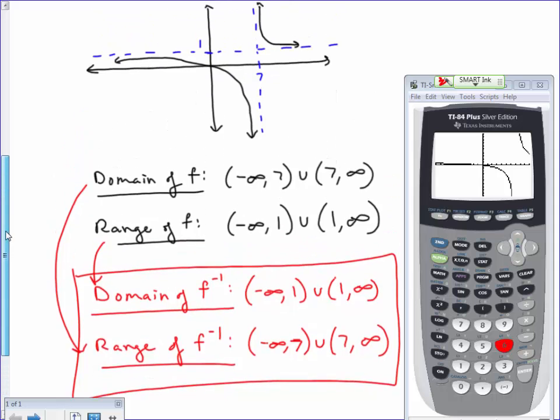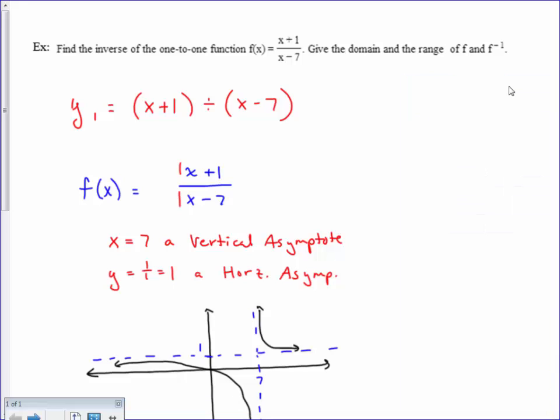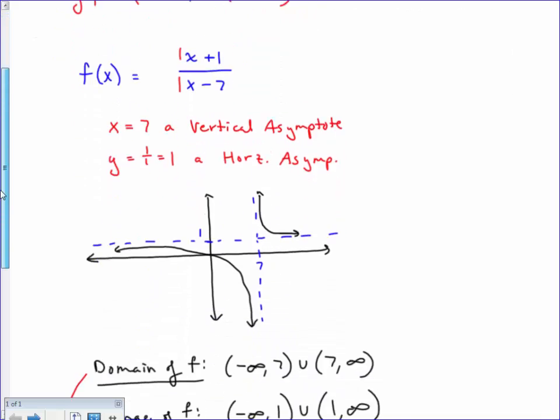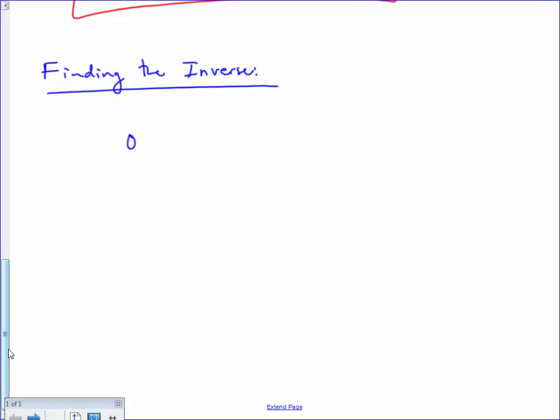Okay, now going back up to our question, I'm going to minimize the calculator. It then wants me to find the actual inverse of this function, so the actual equation that would represent the inverse. So let's go down and do that. So finding the inverse equation. Okay, to do that, I first want to write down what my original function was.